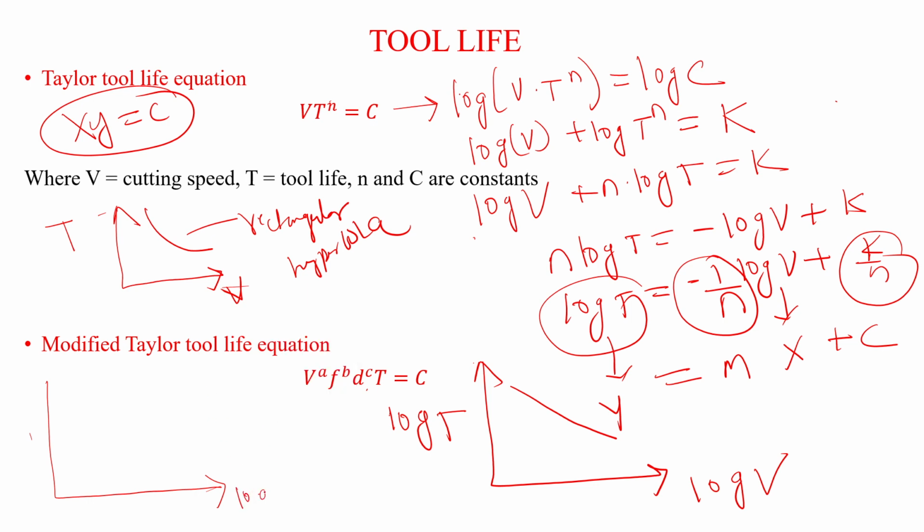One axis is log V and one is log T. I have three curves. One is this, one is this, and one is this. Can you tell me which one is ceramic, carbide, and HSS? 1, 2, and 3. Can you tell me which one is what? We have three materials: ceramics, carbide, and HSS.